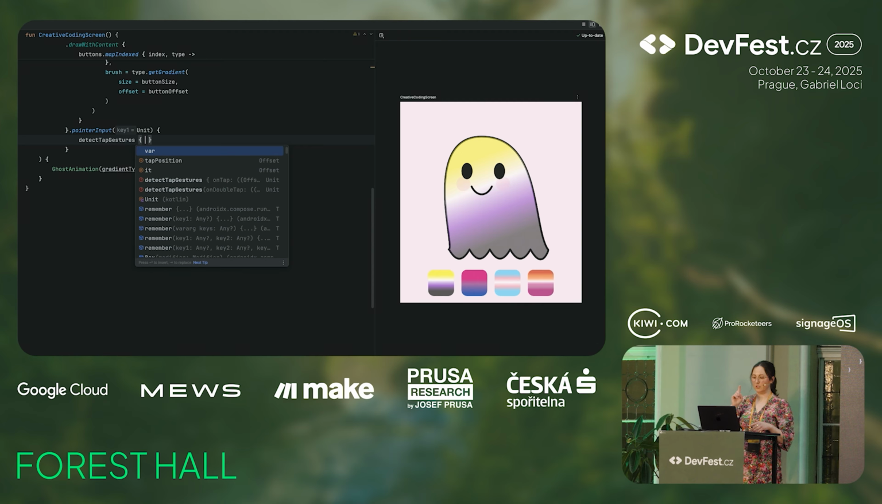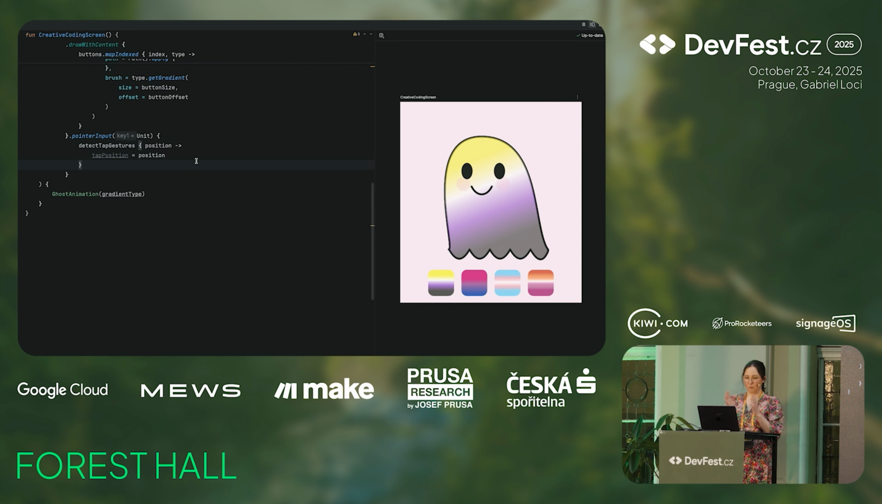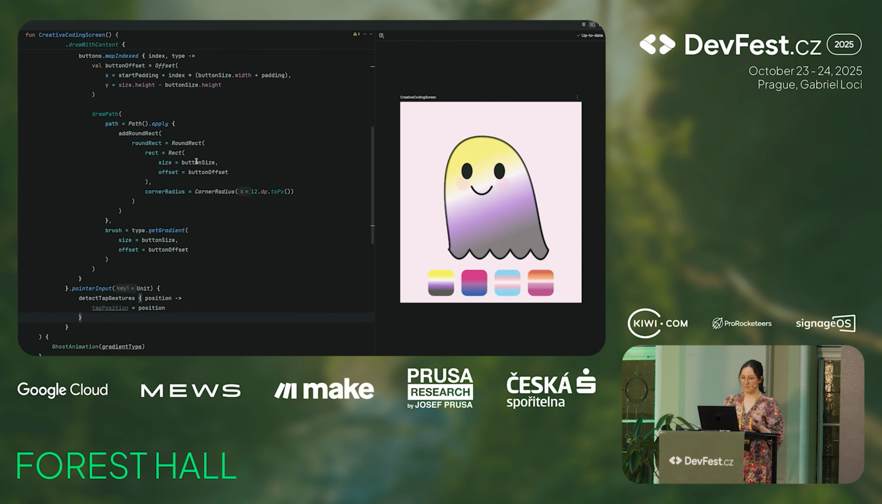So whenever a user taps on the screen, this detect tap gestures is called, and it has this offset of where the user taps. We can get that from detect tap gestures, and then we can set the tap position to be this position. Okay, now we know the tap position where the user taps. Next, we need to do something with that.